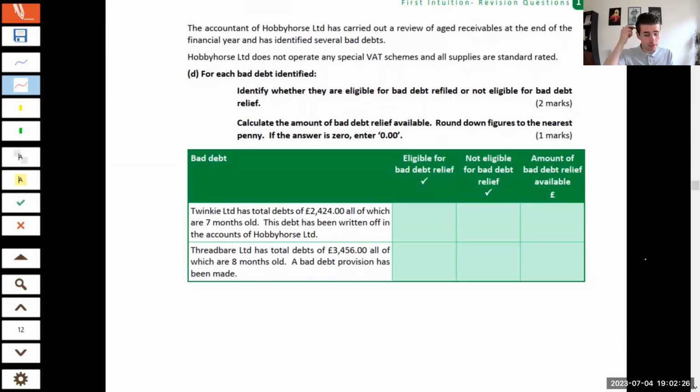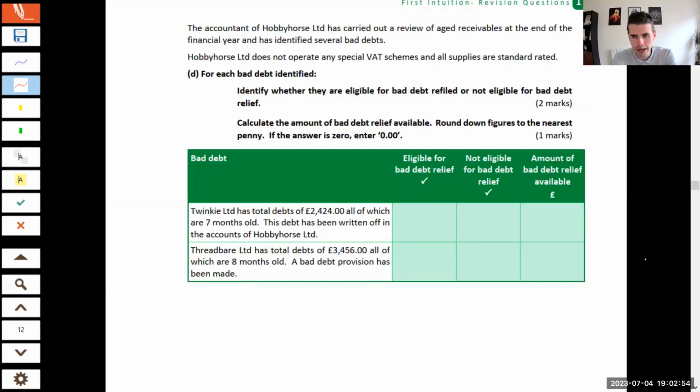Right, last but not least, the accountant of Hobby Horse Limited, that's a bit more creative, isn't it? I like that one, has carried out a review of aged receivables at the end of the financial year and has identified several bad debts. Hobby Horse Limited does not operate any special schemes and all supplies are standard rated. Okay, last thing we need to do.